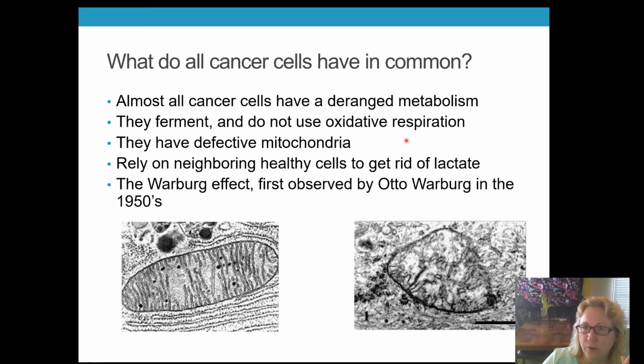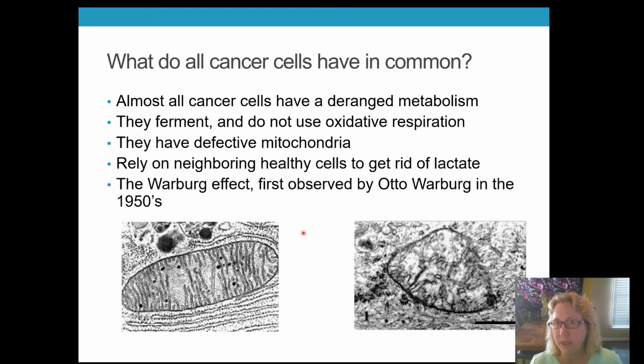They don't use oxidative respiration as their primary mode of getting ATP. Instead, most of their ATP is coming from fermentation. So if you remember from respiration, oxidative respiration takes place in the mitochondria. This down here on the lower left, that's a healthy looking cellular mitochondria.